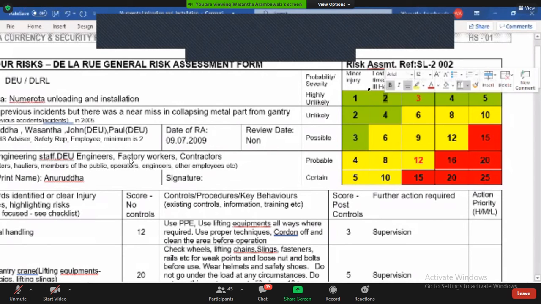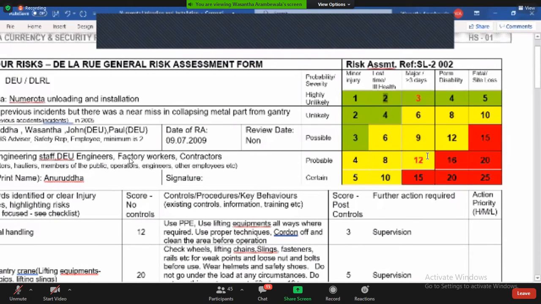When you change the environment it will change. Otherwise, it will remain as it is. Severity stays as it is. Only the probability changes.